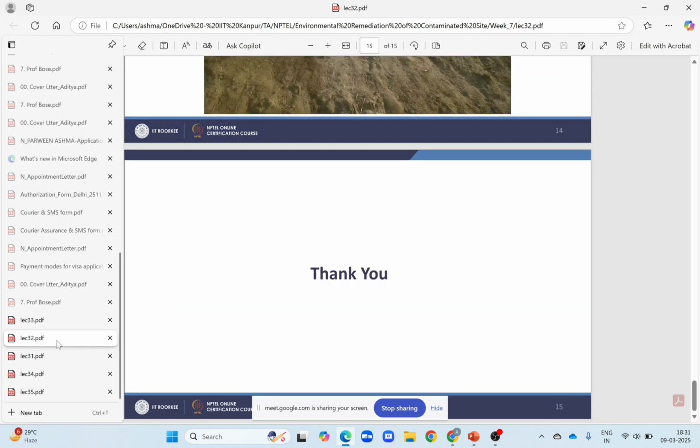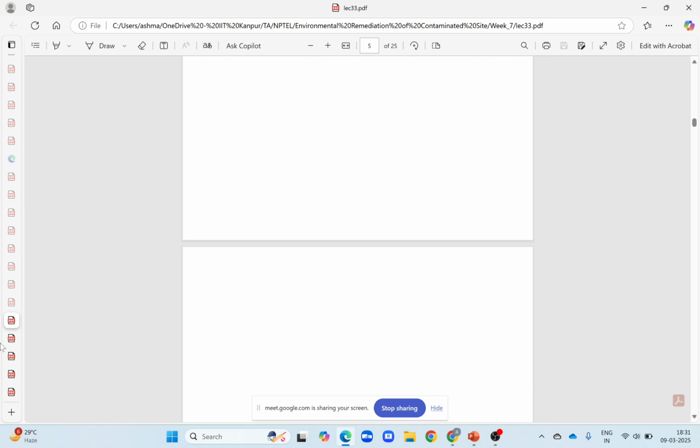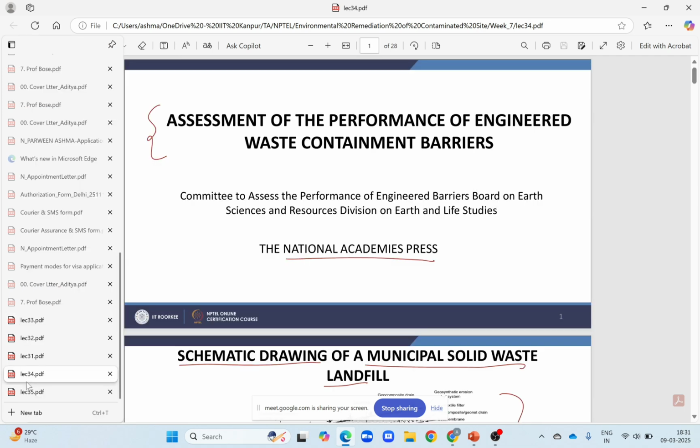So then we have lecture 33. This is the case study of Moradabad. There is a video also in this, so please go through this in the lecture slides. Now let's go to lecture 34. There was an open source document which was discussed, that is on the assessment of performance of engineered waste contaminant barriers.